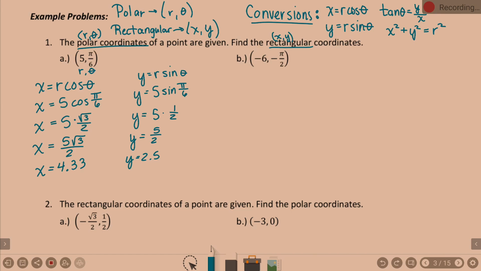I would write your final answer as an ordered pair. So you could either write it in exact form, which is 5 square root of 3 over 2, comma, 5 halves, or you could write it as a decimal, 4.33, comma, 2.5. I do have both in my notes, I will say that.